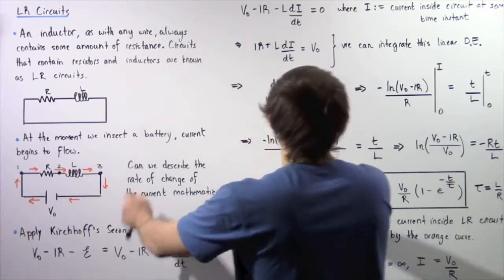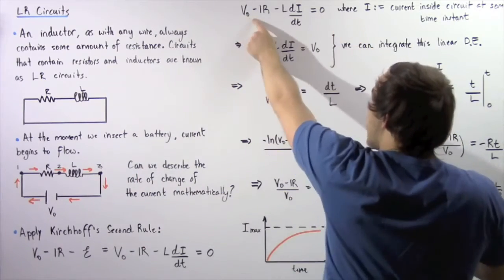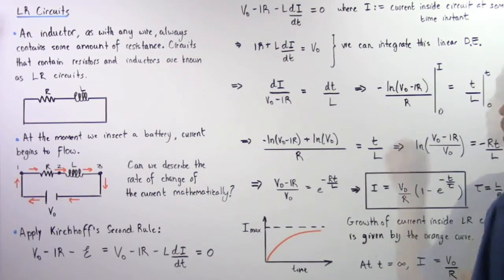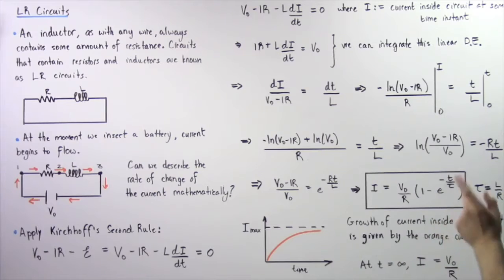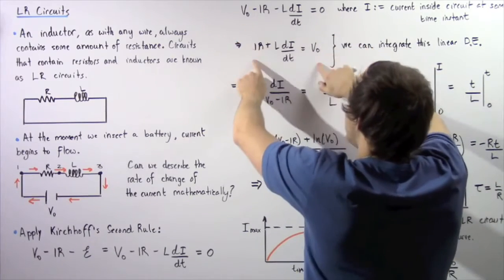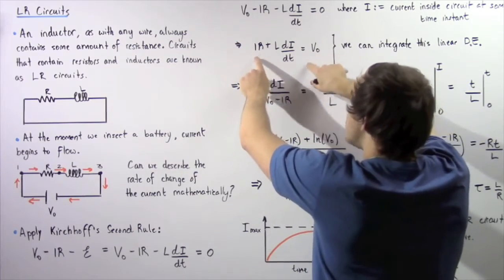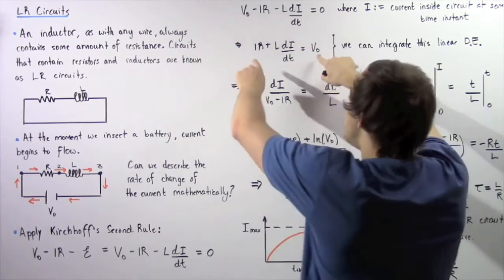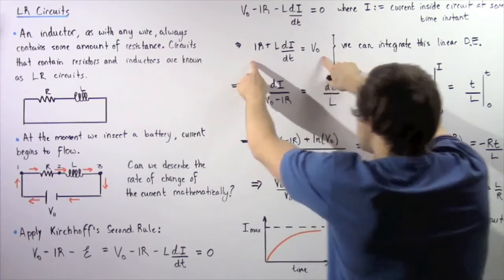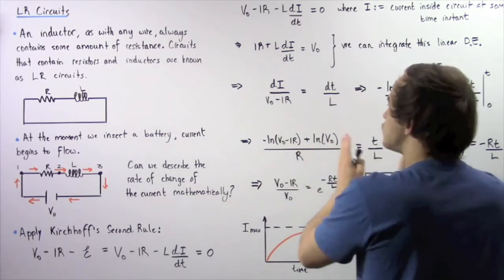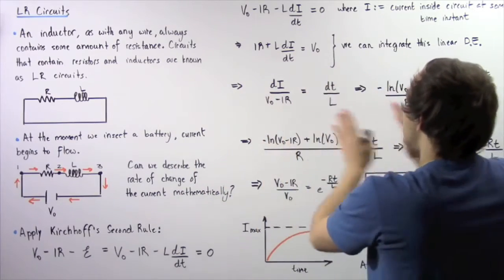By Kirchhoff's second rule, this sum of voltage drops and gains is always equal to 0. So V0 minus IR minus L di/dt is equal to 0, where I is simply our electric current inside the circuit at some time instant. Let's rearrange this equation. Notice that this is a linear differential equation. We rearrange it into the following form, bringing the di's and the I's to one side and the dt to the other side.